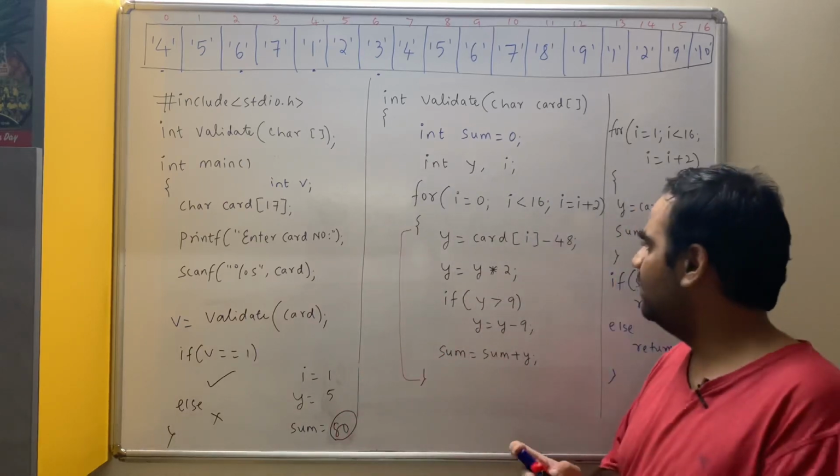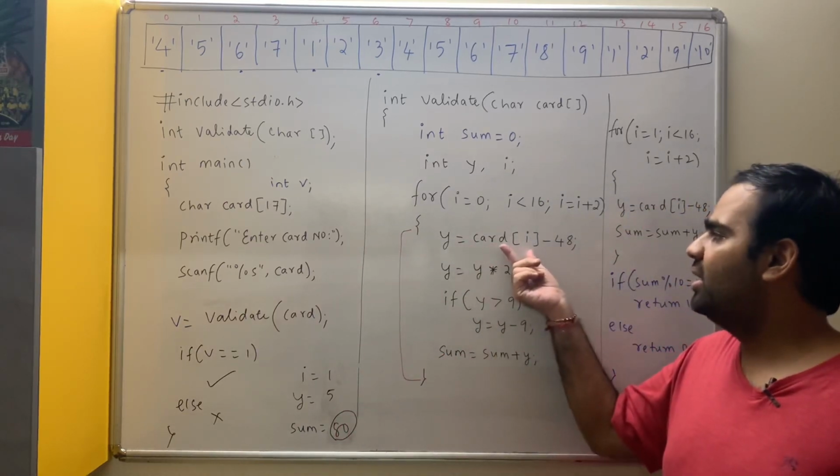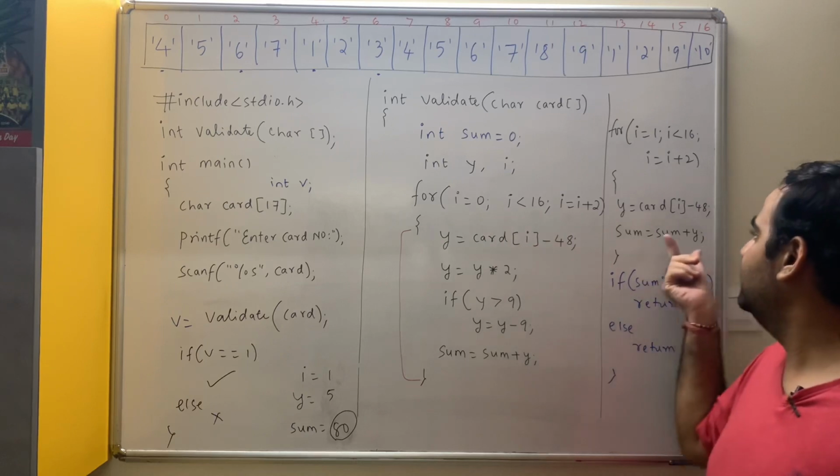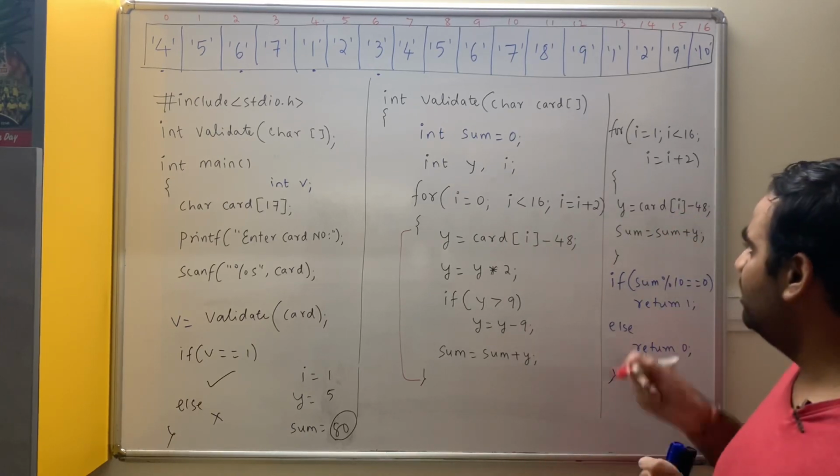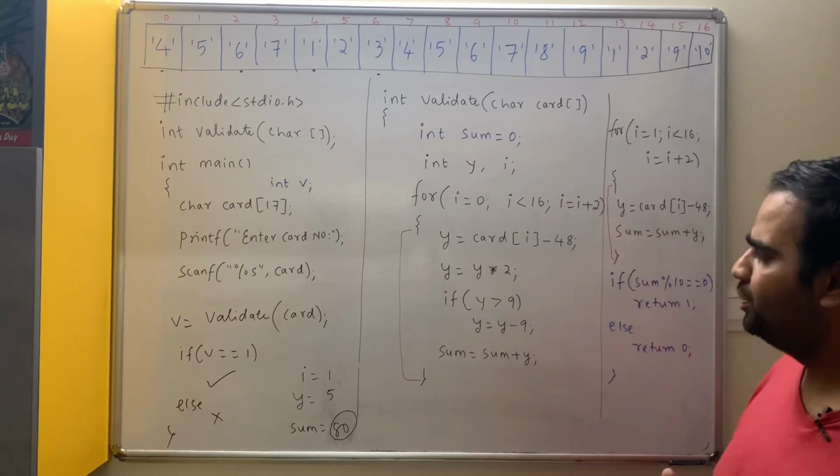The important thing over here is how do you convert a digit to an integer. This is how the Luhn's algorithm works.